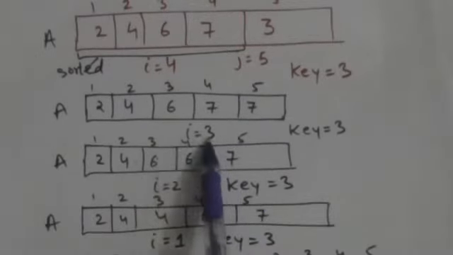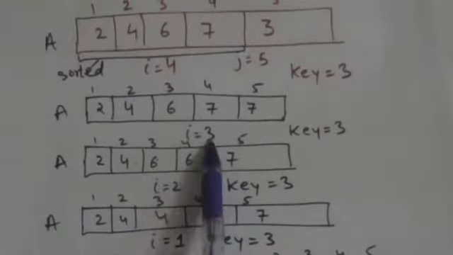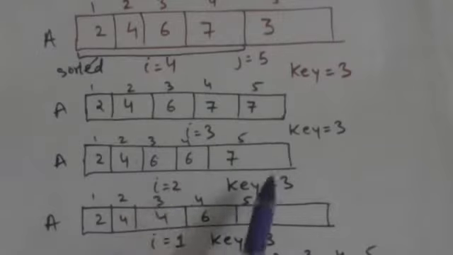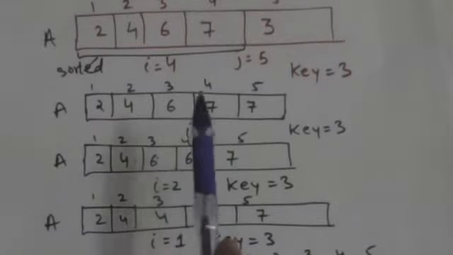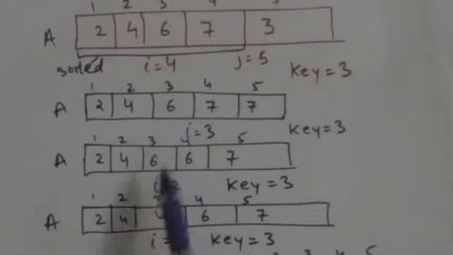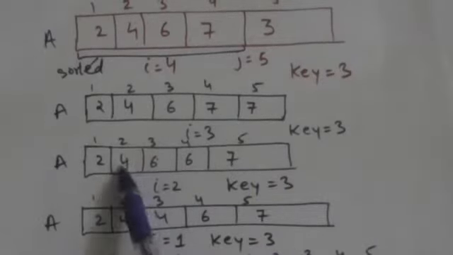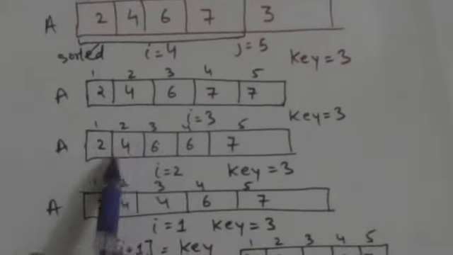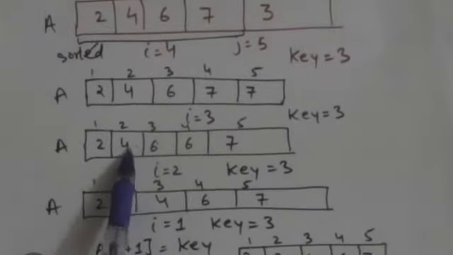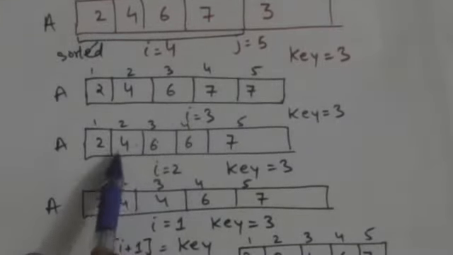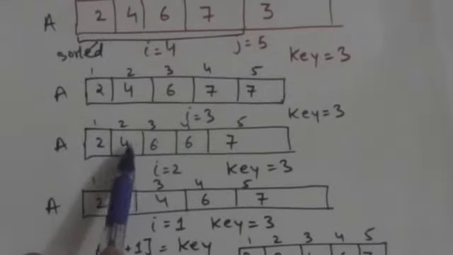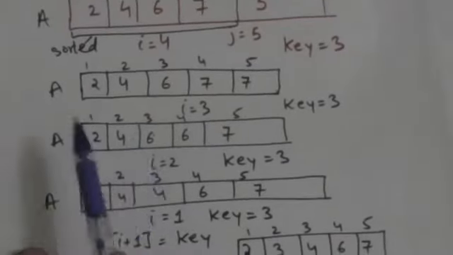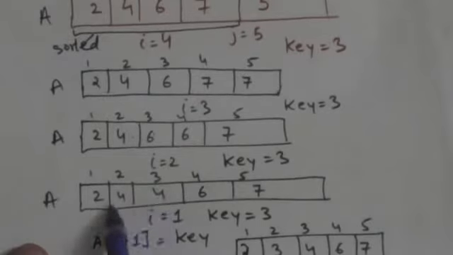Now we will decrease the value of variable I by 1. Now the value of variable I is 2. Now we will compare the value which is stored at index 2 with the key. The value which is stored at index 2 is 4. It is greater than key. So again we will shift the value stored at index I, that is at index 2, to one position right. Now the value which is stored at index 3 is also 4.